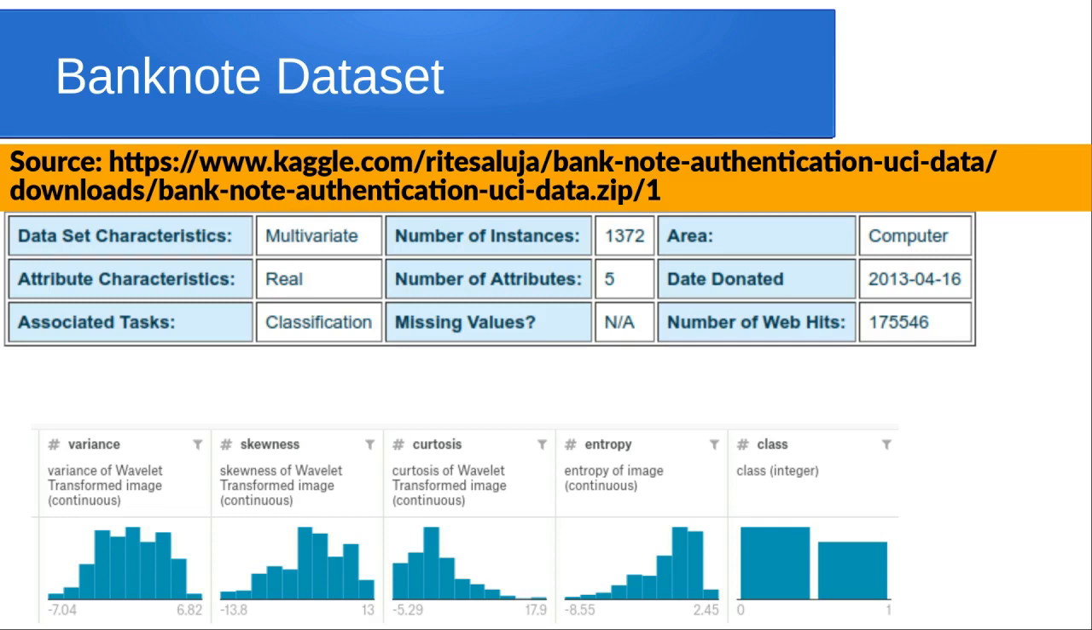The attribute information, or the parameters or hyperparameters, of this dataset are: 1. Variance of wavelet transformed image, 2. Skewness of wavelet transformed image, 3. Kurtosis of wavelet transformed image, 4. Entropy of image, 5. Class.